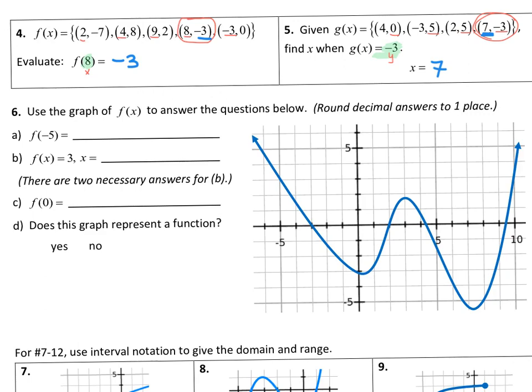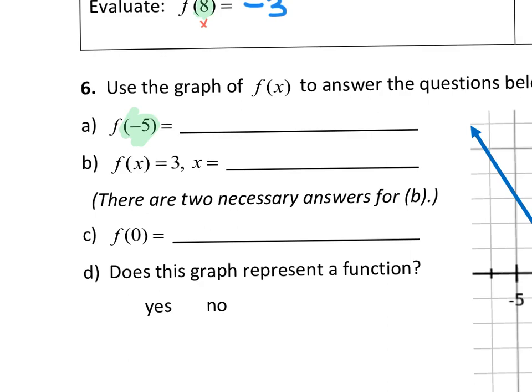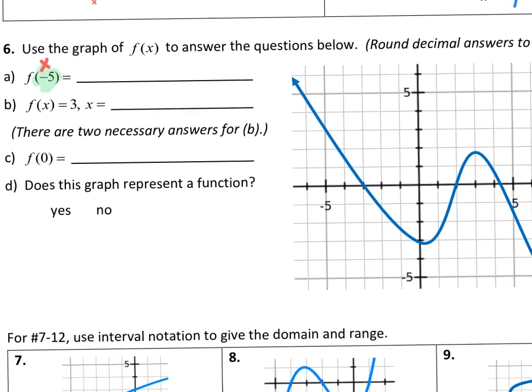Now, in number 6, we're going to be using that graph, and we're given either an x or a y value and asked to find the opposite. So here in part A, we're looking to find f of negative 5. Negative 5 is inside the parentheses, therefore it's an x value, and so we want our answer to be a y value. So I'm going to look at the graph, find where x is negative 5 on the x-axis, so x is negative 5 here, and then I'm going to look at the graph right there, and the y value that goes with that is y equals positive 3.